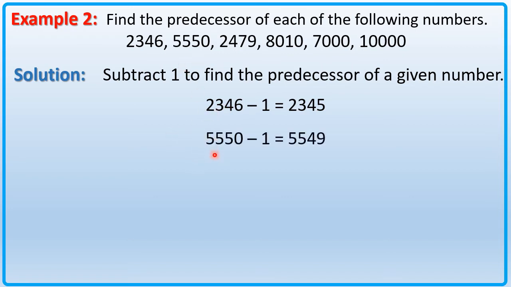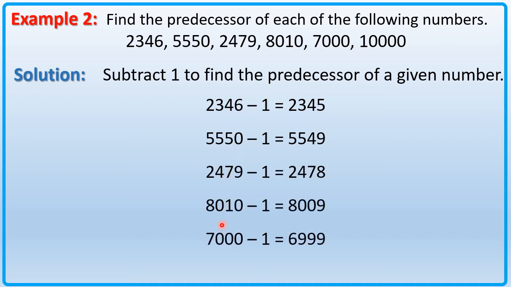The second given number is 5550, and when we subtract 1 from it we get the predecessor, that is 5549 is the predecessor of 5550. Similarly, we can find predecessors of all the given numbers here. 10,000 minus 1 is equal to 9,999, which is the predecessor of 10,000.